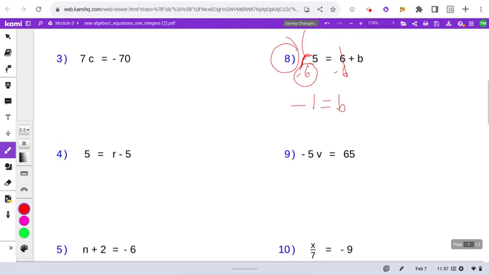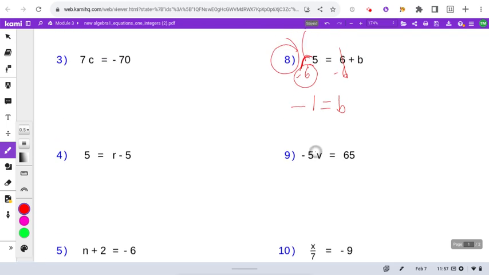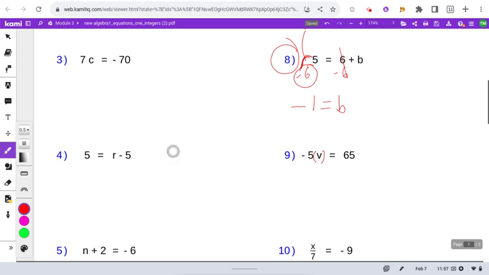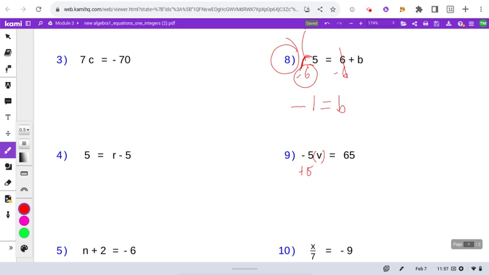Now for this one here, remember, there's a negative 5 right next to the variable. Add the parentheses. So now you know you're not going to add 5 on both sides. You need to divide because it's negative 5 times v. So you would divide by negative 5 on both sides.